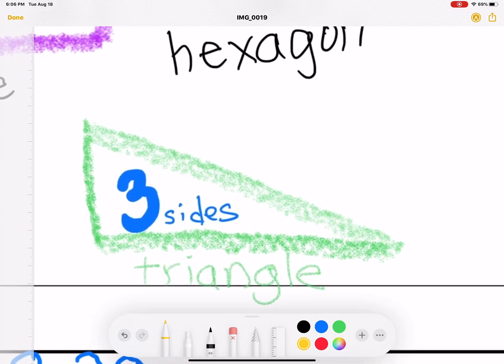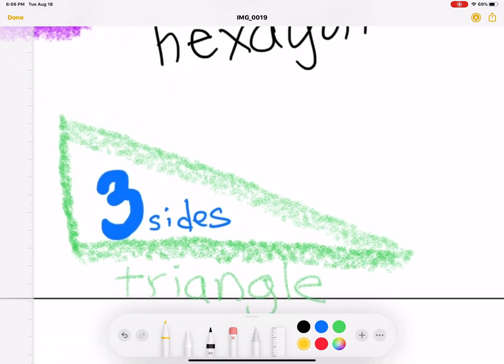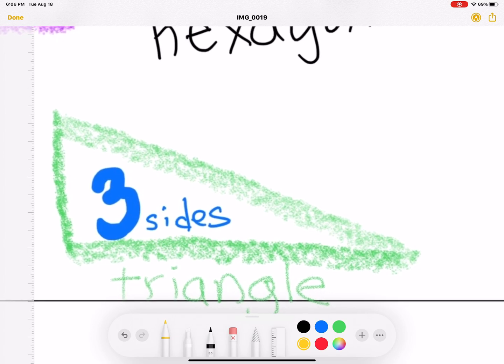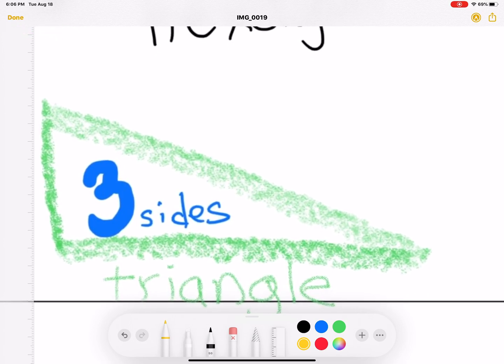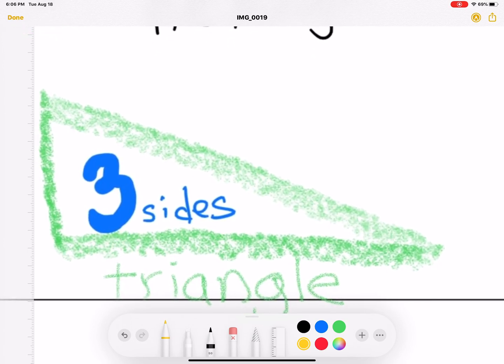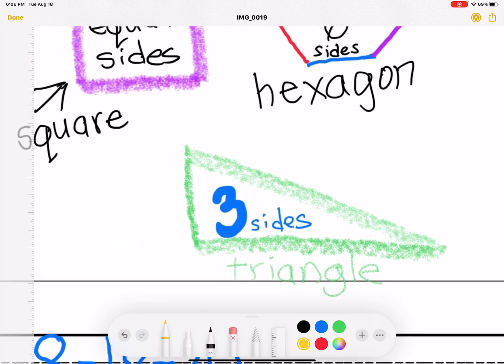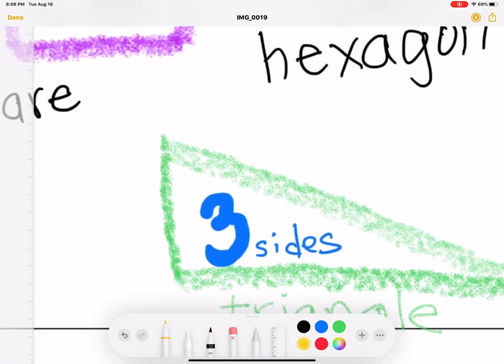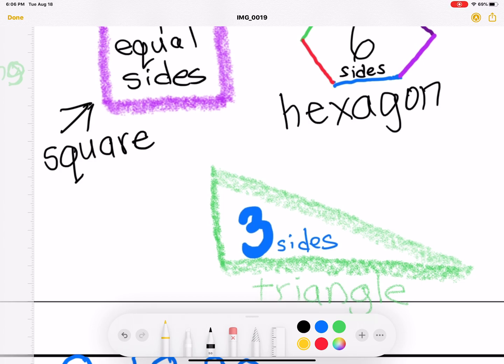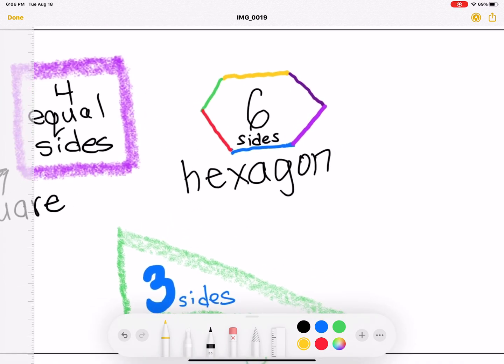Then we have that triangle. This time, I didn't make it an equilateral triangle. This is an obtuse triangle, I believe. Yeah, or a right triangle, actually. Yeah, it's a more right triangle. So it has 3 sides. And finally, we had that hexagon.